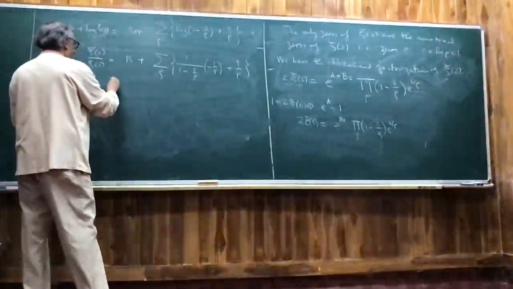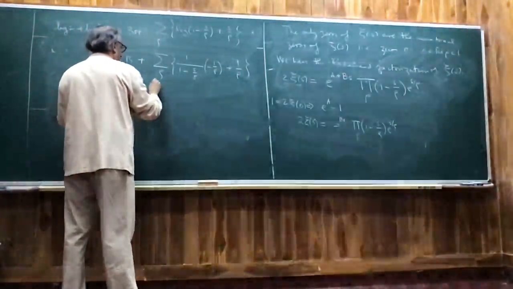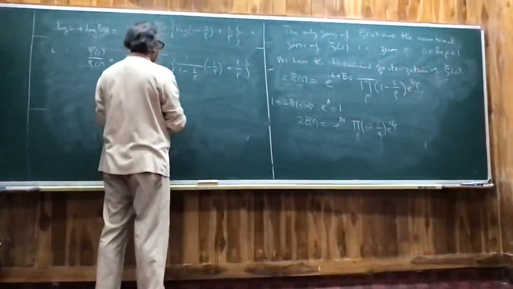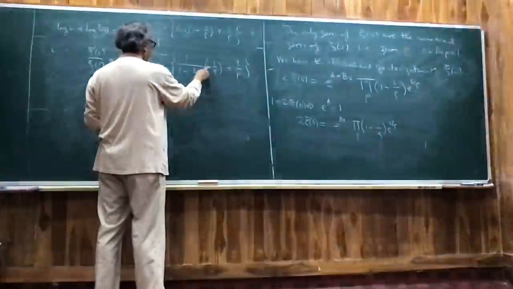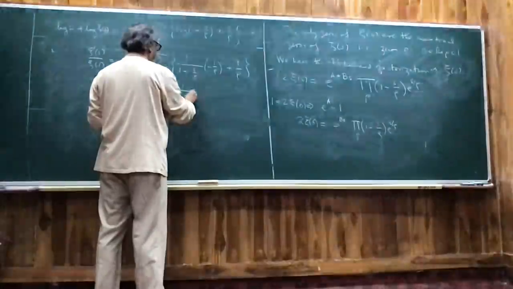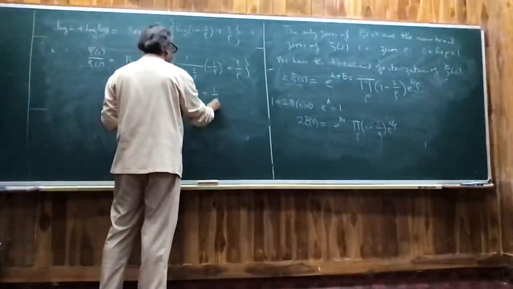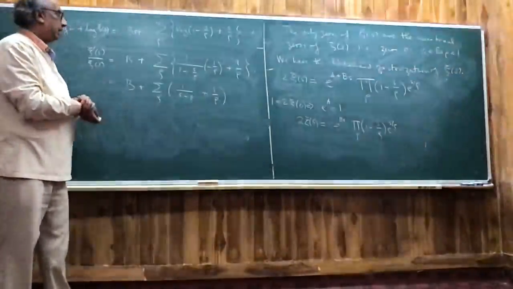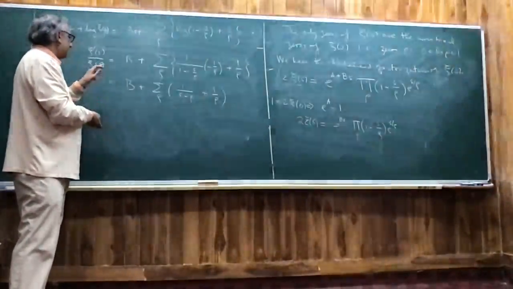So what do we get? We get B plus the summation over rho. Well, the rhos cancel. It's a rho minus S, but there's a minus sign, so it's 1 over S minus rho plus 1 over rho. Look at this expansion for this, C prime of S over C of S is this.